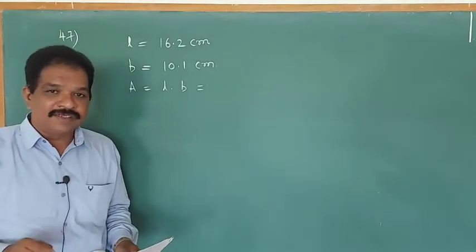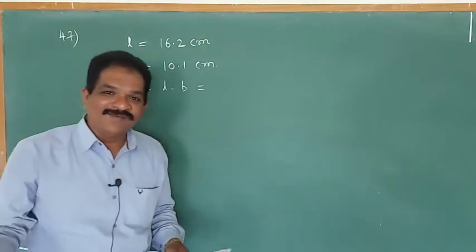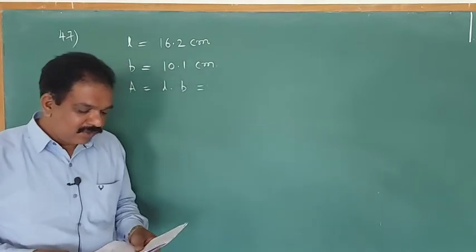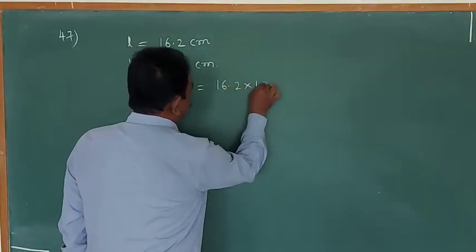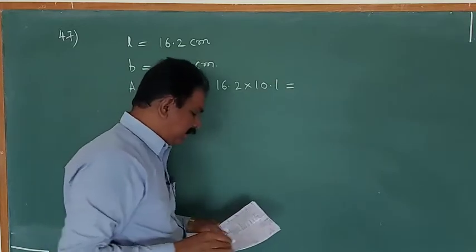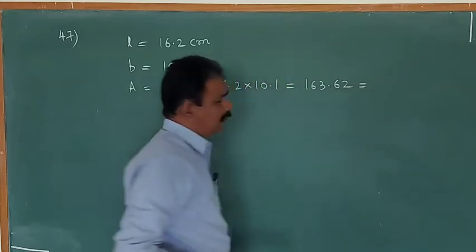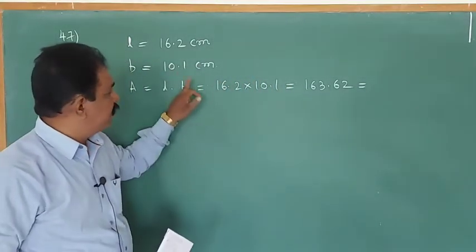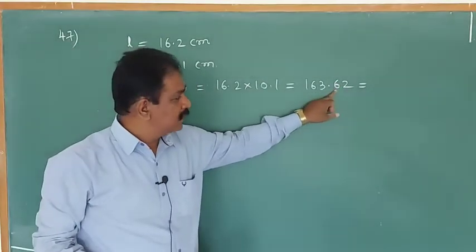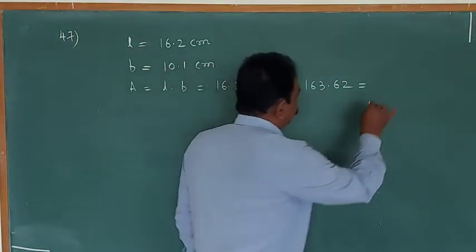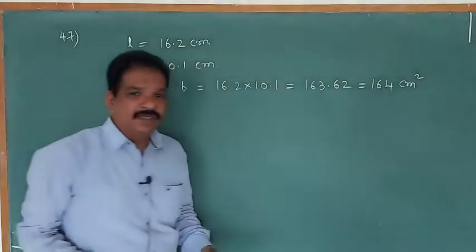We can use that logic there. But another answer is also having 3 significant figures. Then we have to check the answer. So if we multiply this two, 16.2 into 10.1, then this product will be 163.62. If it is rounded to 3 significant figures, then 2 will be discarded, 6 will not change, 6 will be discarded, here 4 will come. So this will be 164 centimeter square.